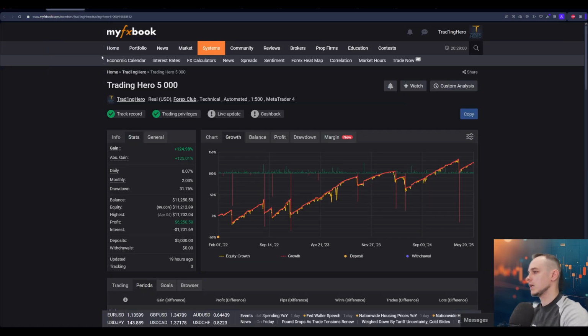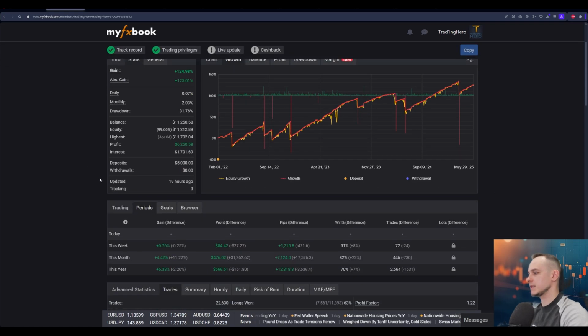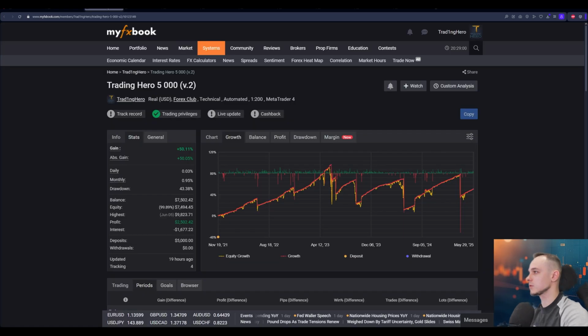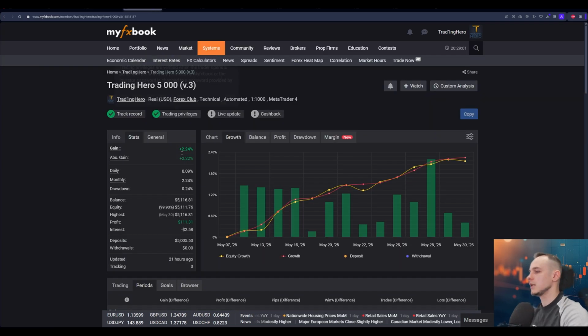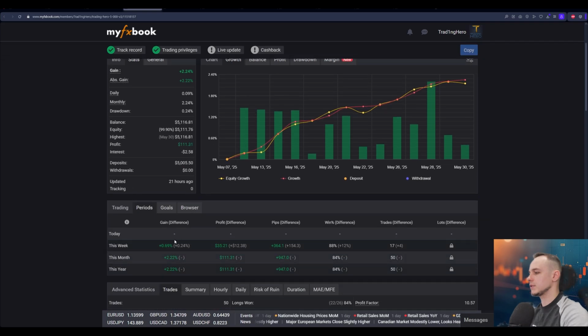The $5,000 portfolio, version 1, delivered a 0.8% return over the past week and a 4.4% return over the past month. The $5,000 portfolio delivered a 1.2% return over the past week and a 4.7% return over the past month. The $5,000 portfolio, version 3, yielded a 0.7% profit in the last week and 2.2% over the past month.